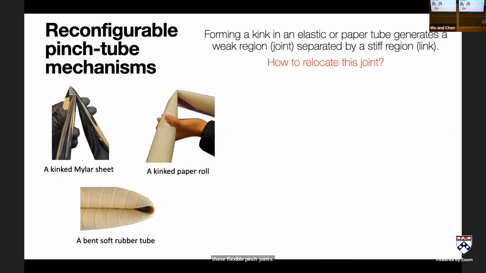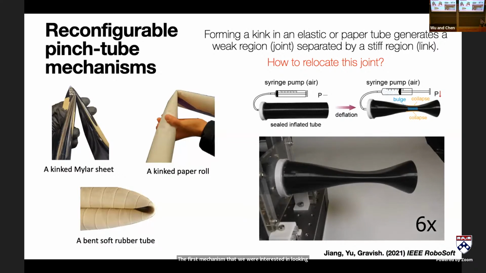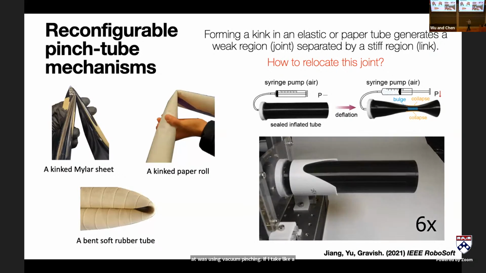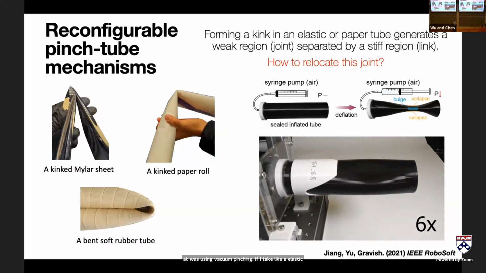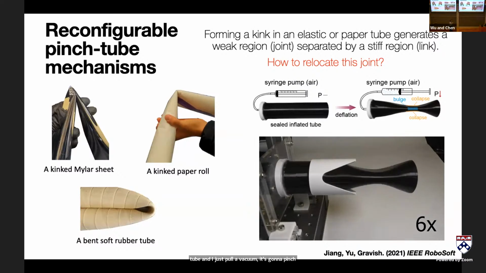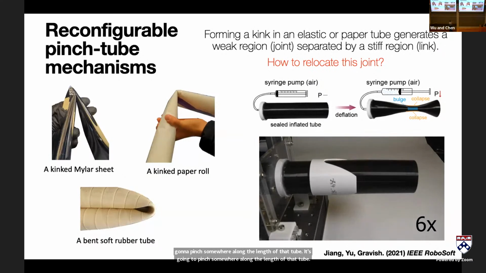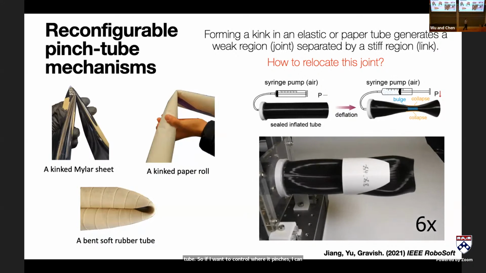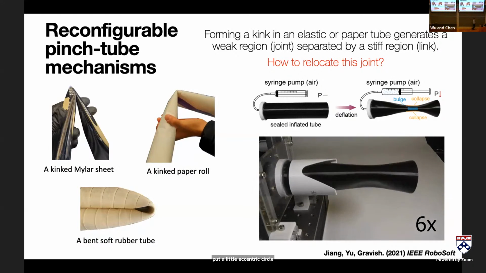The first mechanism that we were interested in looking at was using vacuum pinching. If I take an elastic tube and I just pull a vacuum, it's going to pinch somewhere along the length of that tube. So if I want to control where it pinches, I can put in a little eccentric circle that puts a pinch in that tube, and it creates a controllable location of that flexible joint. So now, just by vacuum pinching and controlling the eccentricity of that shape, I can control where one of these joints might be created.